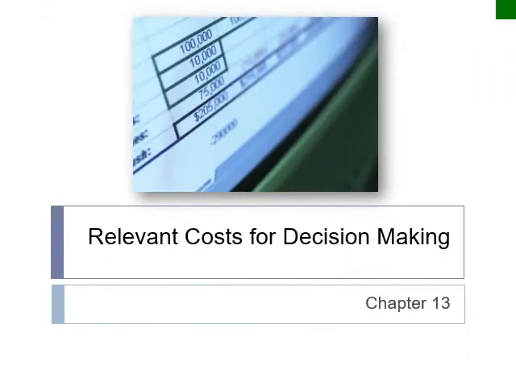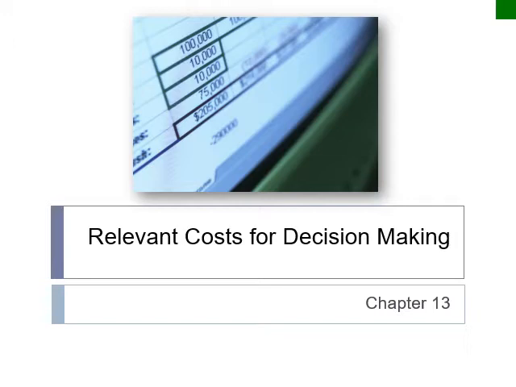In chapter 13, which is relevant costing for decision making. So we know that making decisions is one of the basic functions of the manager. To be successful in decision making, managers must be able to tell the difference between relevant and irrelevant data. And they must be able to correctly use the relevant data in analyzing alternatives.